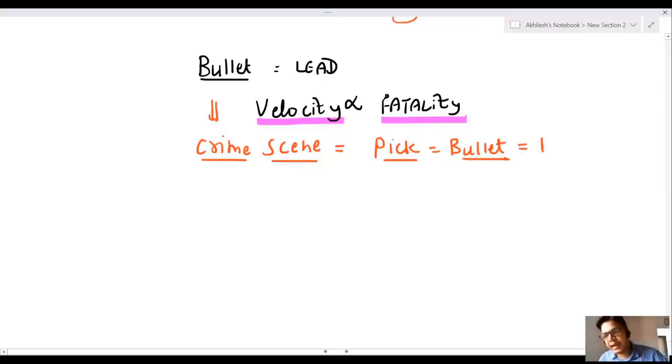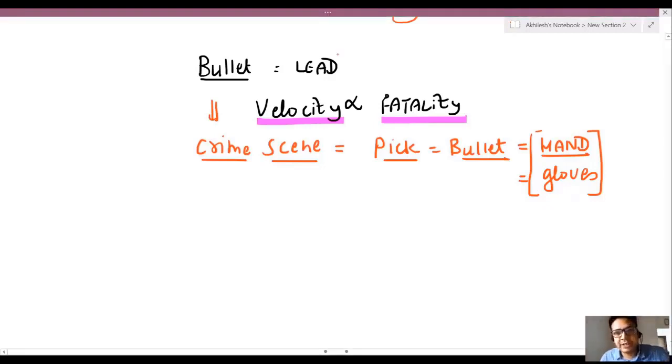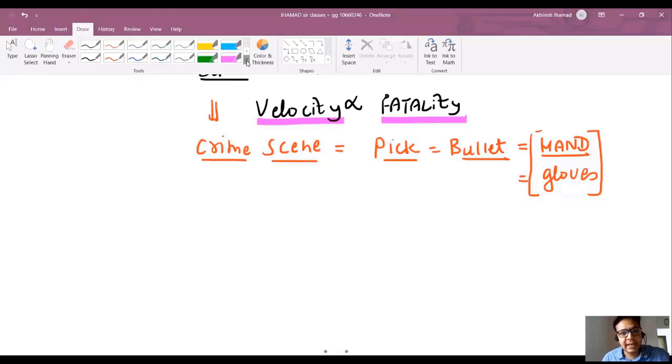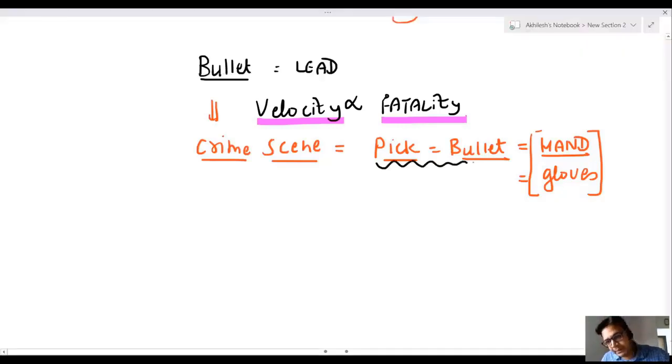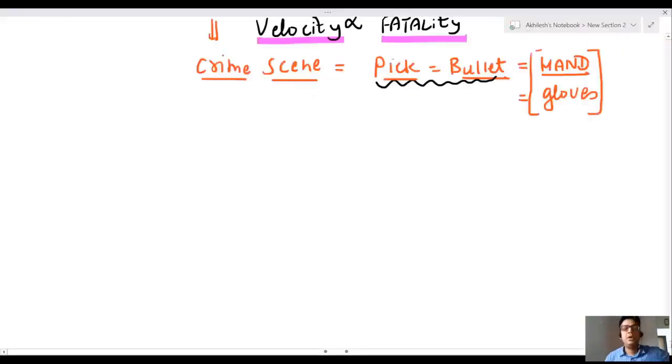Bullet has to be picked by hand, after wearing gloves. Don't use any instrument. This question comes in exam, my dear friend. Don't ever use any instrument. In the crime scene, how do we pick the bullet? Why are we picking the bullet by hand? Why not by any instrument?